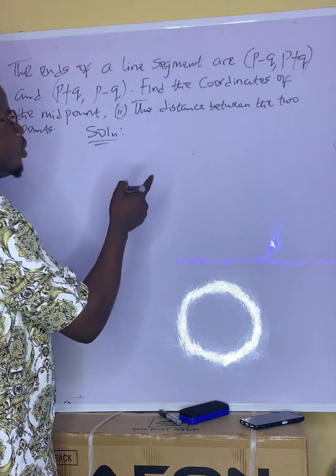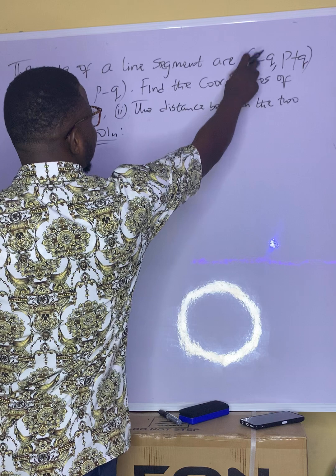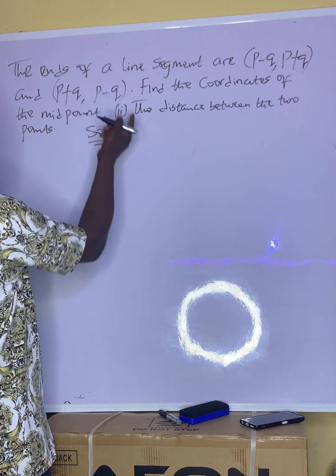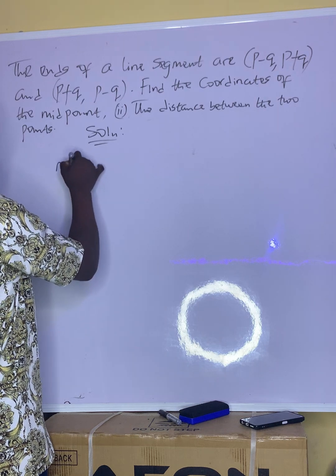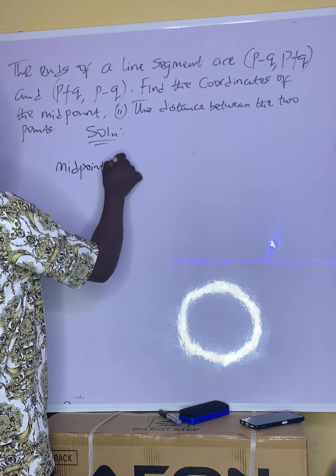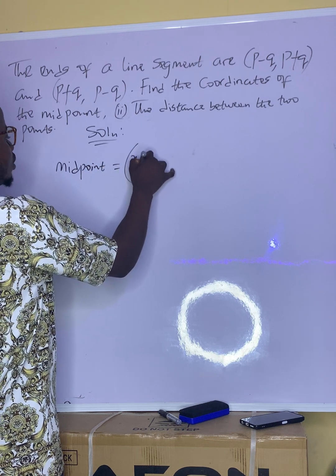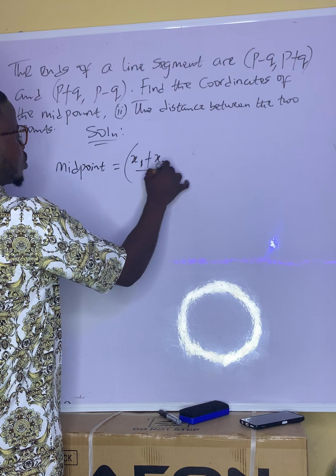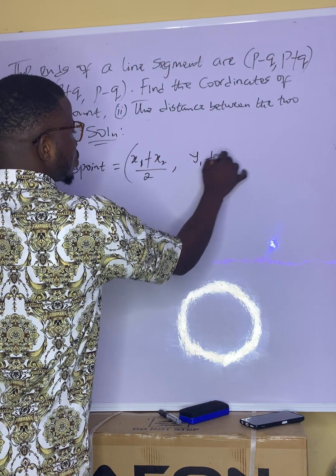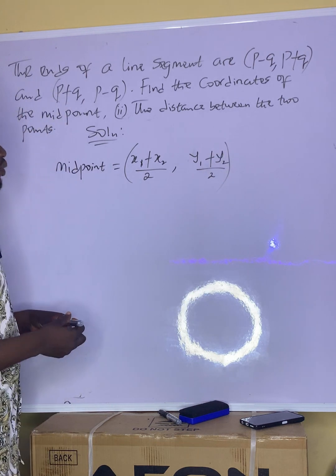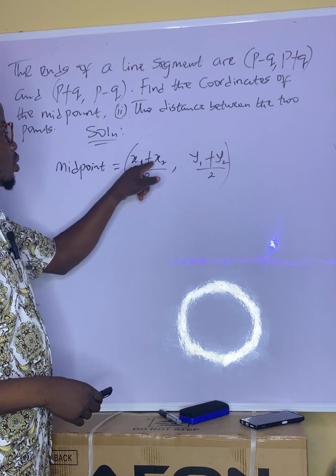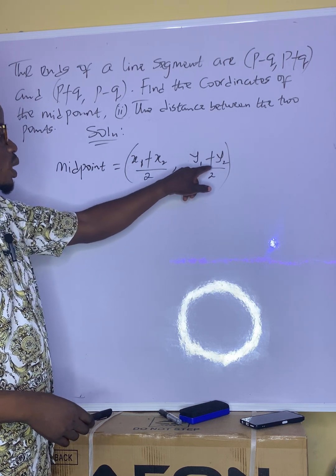So now here we have 2 points, P and Q. The first one is the first point, then we have the second point as well, which we can call Q. So now to find the midpoint, that's x1 plus x2 over 2, then y1 plus y2 over 2. So to find the coordinate of the midpoint, the formula is x1 plus x2 over 2, then y1 plus y2 over 2.